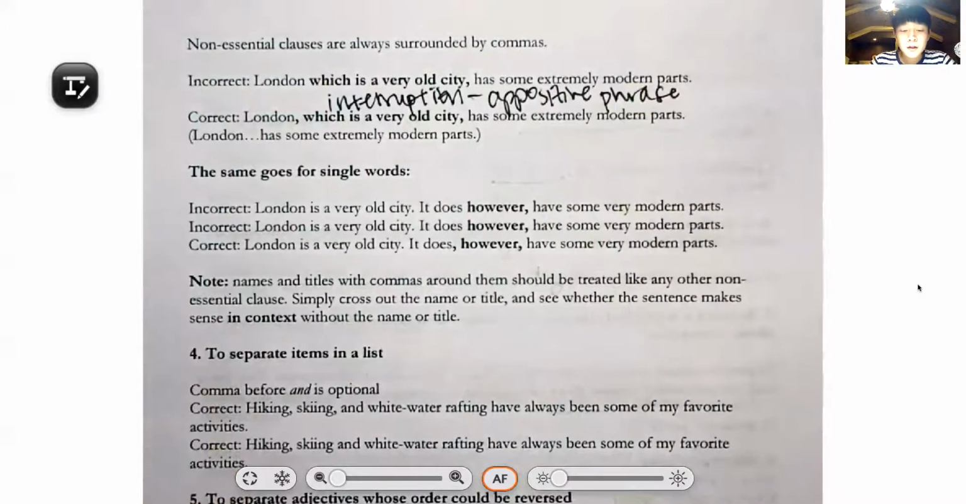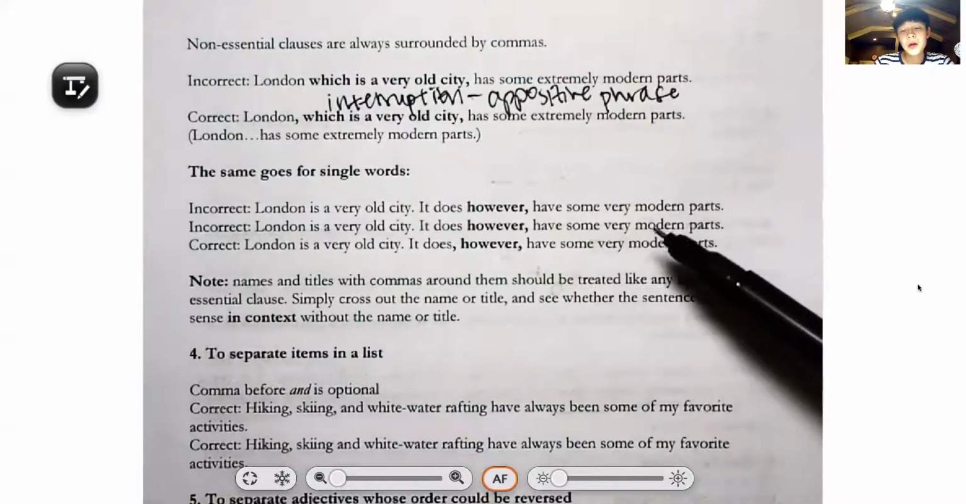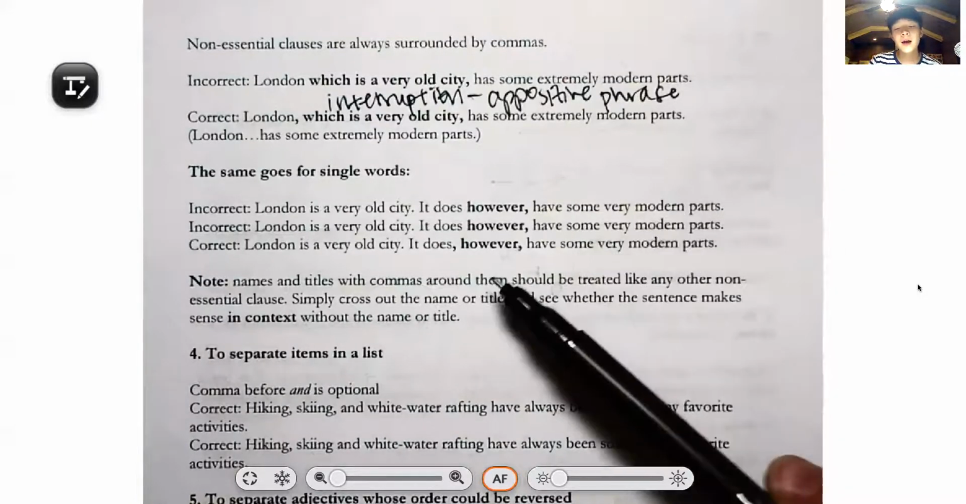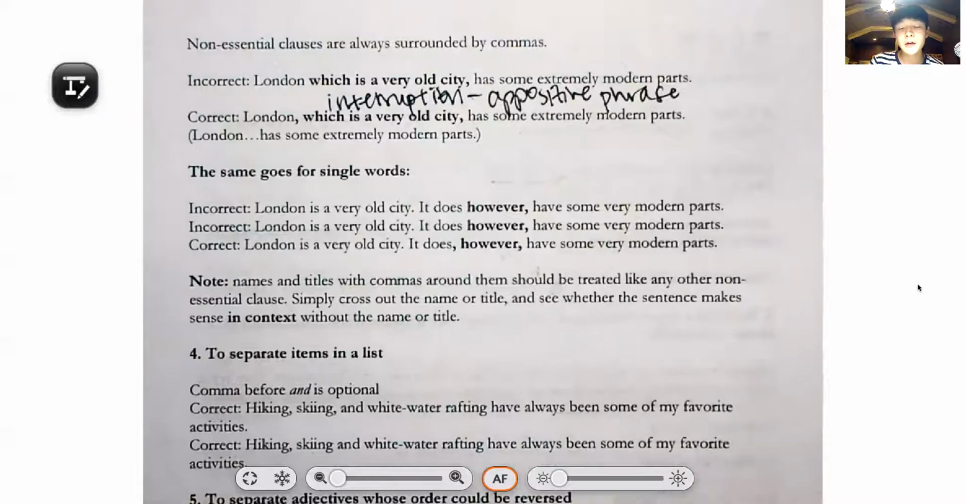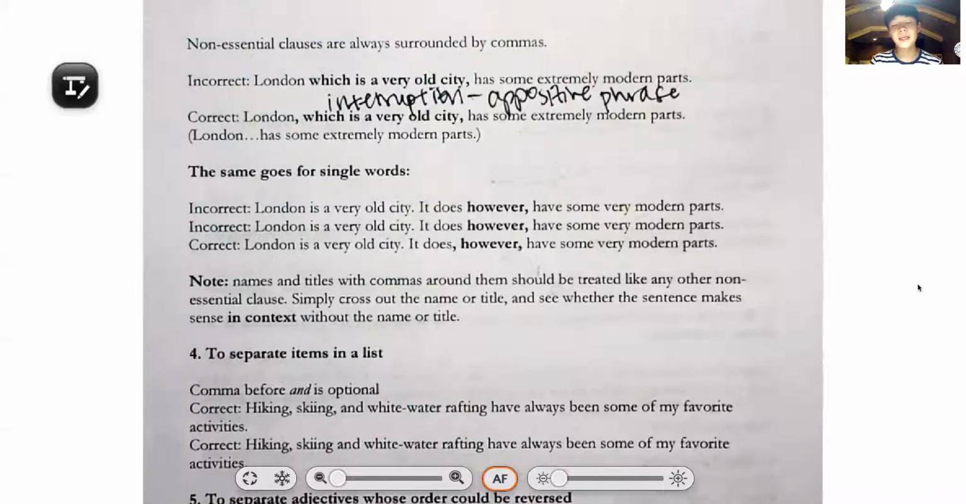Okay. So, of course, the same goes for single words, like if you have an appositive word right there. Like, it does, however, have some very modern parts. You could say just, it does have some very modern parts, but "however" adds another level of meaning to that. That's also an appositive. Appositives are always unnecessary. Remember that. Okay. Let's go on.